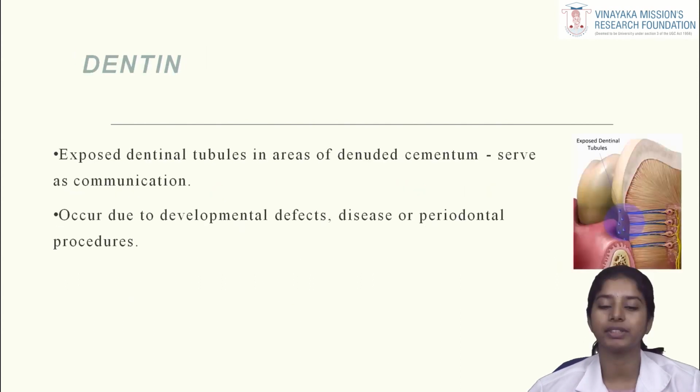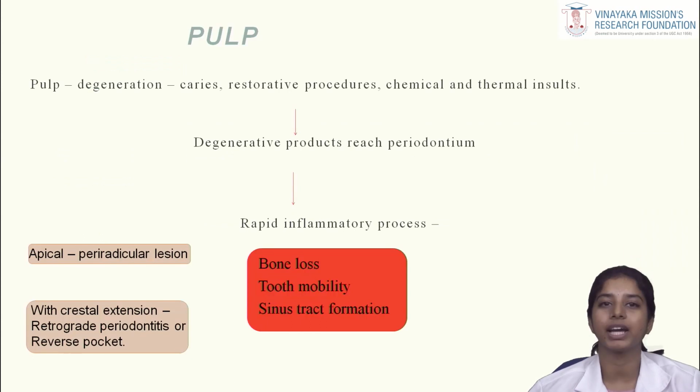Then we have dentin. We have dentinal tubules, and when the dentinal tubules are exposed in areas of denuded cementum, they serve as a mode of communication between periodontium and the pulp. These exposed dentinal tubules may occur due to developmental defects, diseases, or periodontal procedures. And then we have pulp.